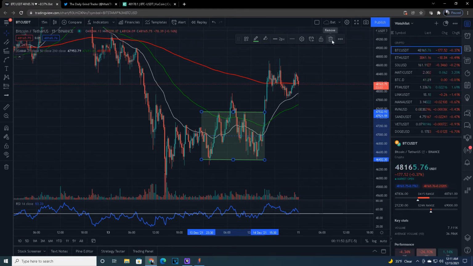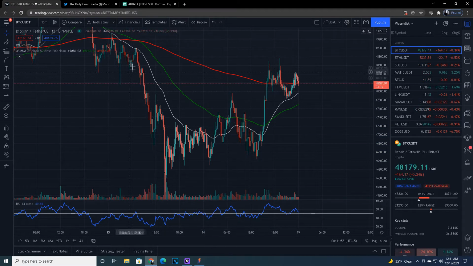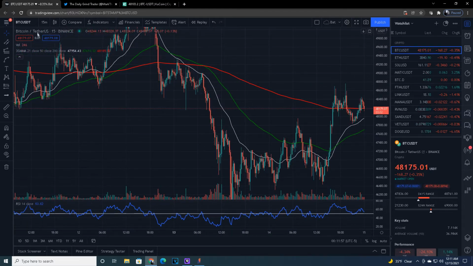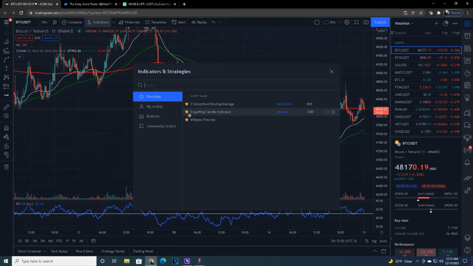There can't be indecision and consolidation in the market. It has to be in a known trend. Now, the third indicator is called Williams Fractals.